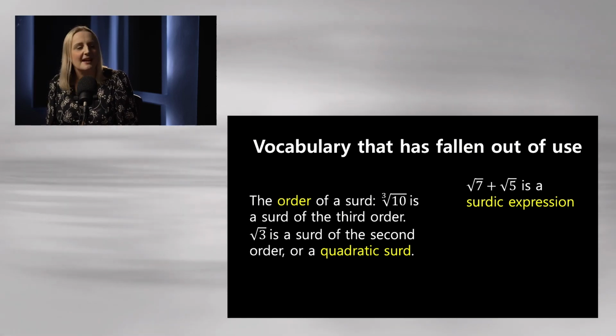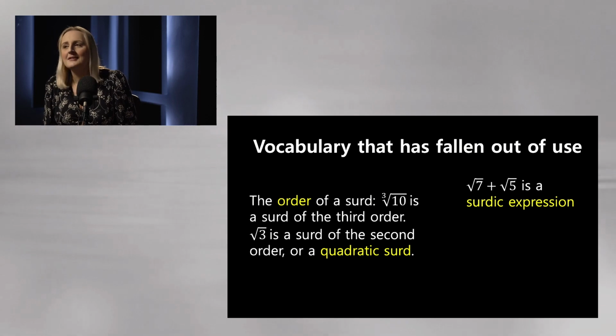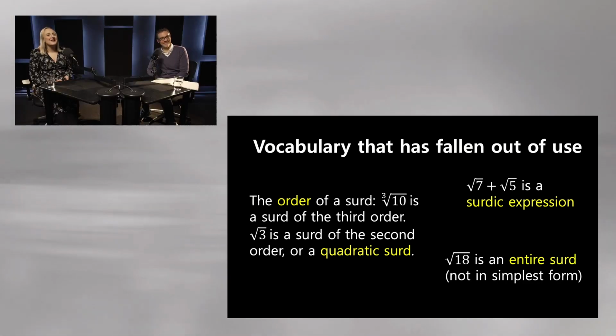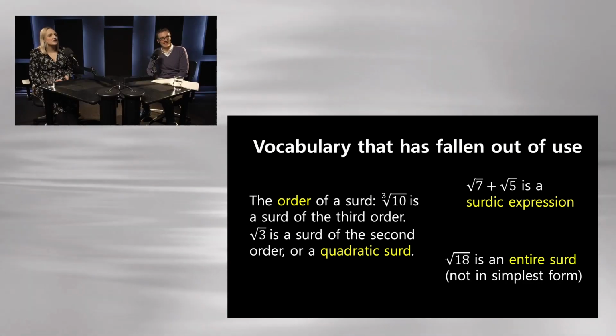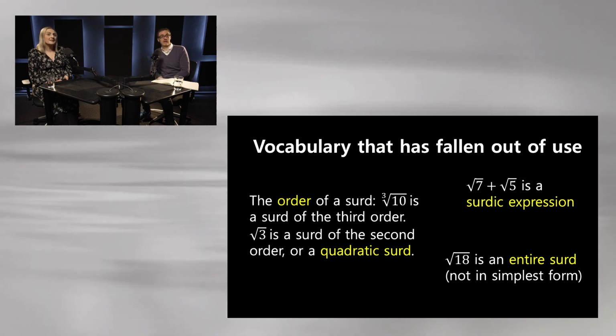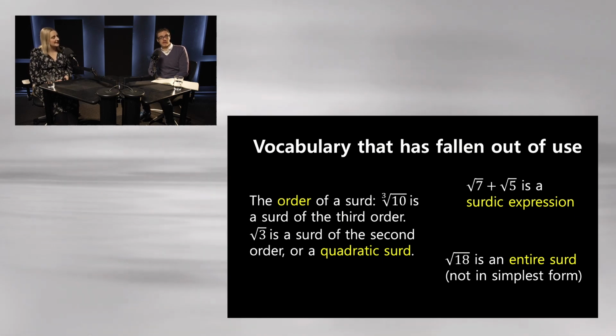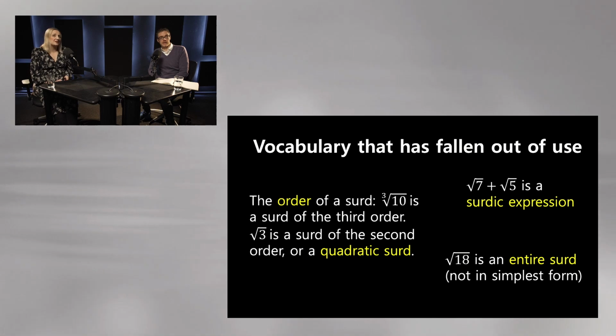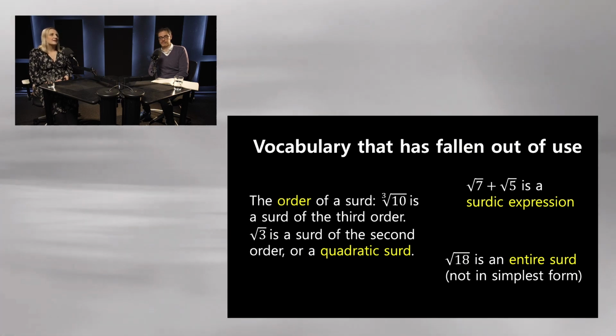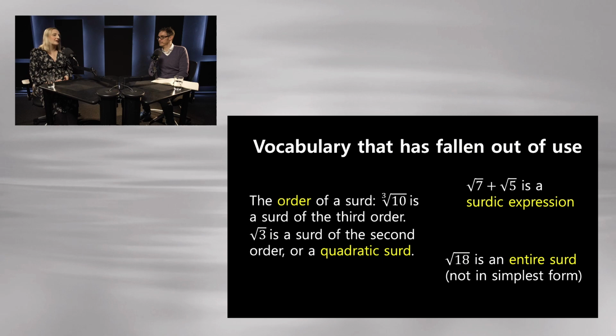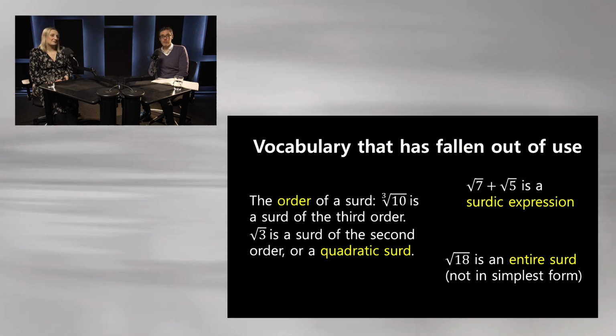I sometimes say that in lessons just because it's a nice thing to say, surdic expression. Someone told me that sounds a bit Scandinavian. I don't really know why. Surdic, nice word. And then root 18 is an entire surd, which means not in simplest form. Now, if we still used that, it's actually really helpful vocabulary, but we just don't use it. It's a shame. Like I could say, write 3 root 2 as an entire surd. Yeah. Like, we could bring that back.